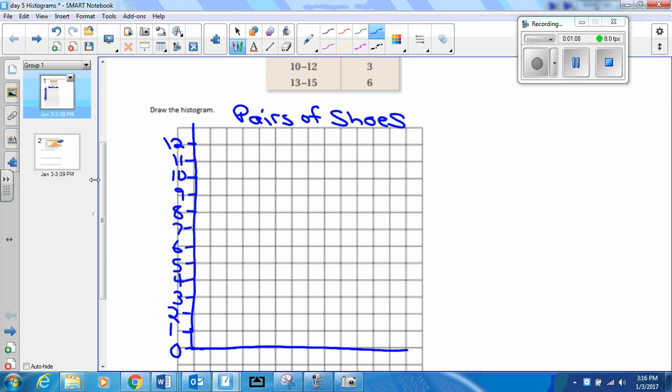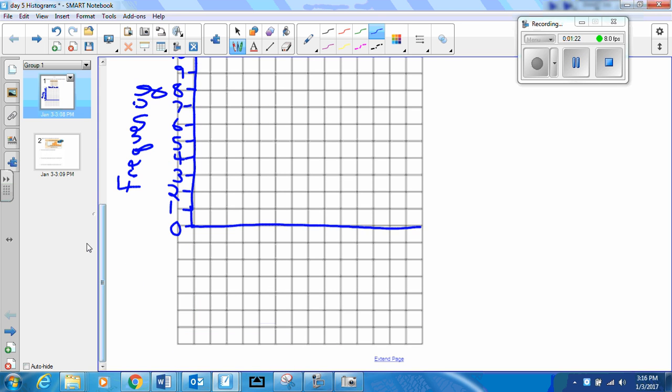And along the x-axis will be the number of pairs of shoes. So let me label my y-axis first with frequency. Now the x-axis will be the number of pairs of shoes.